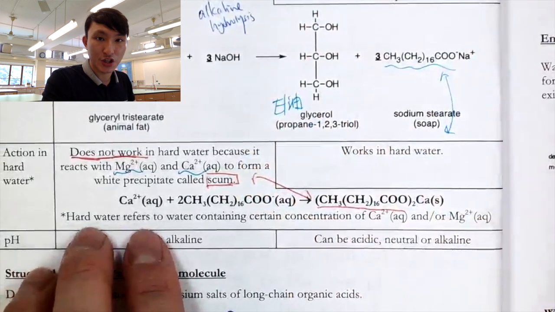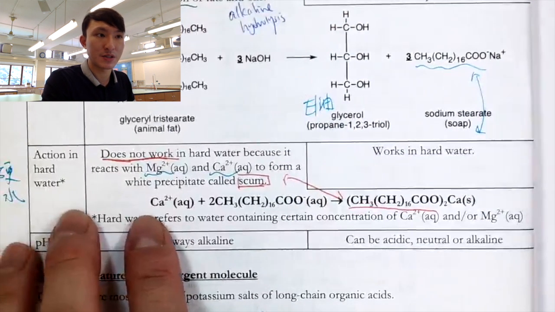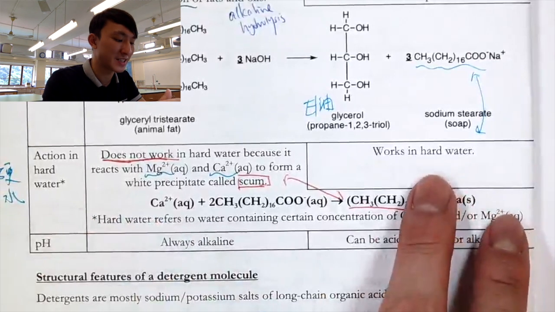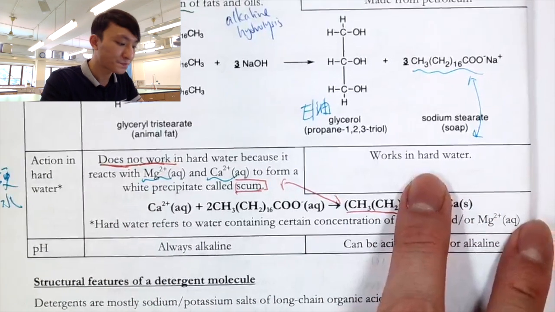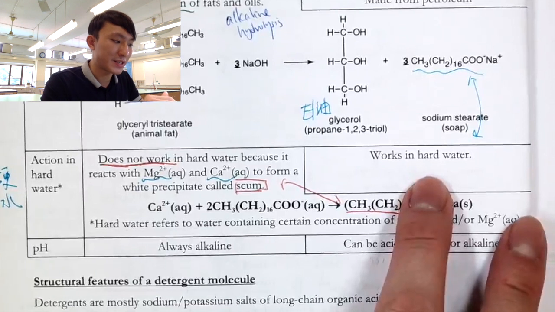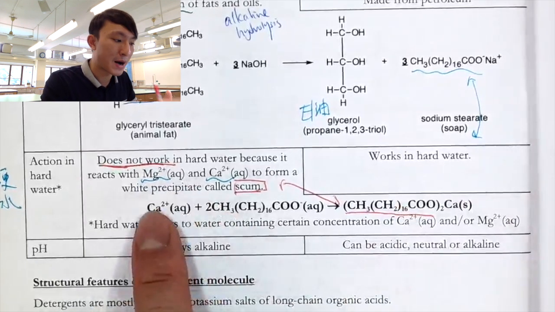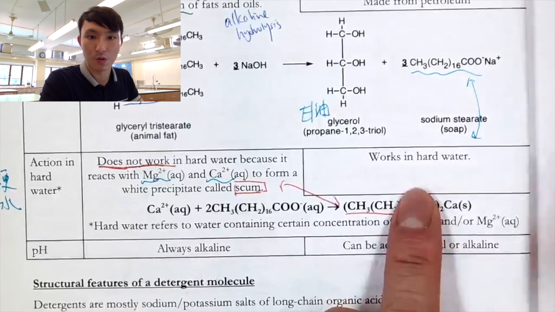But what about detergent? If you have washed dishes at home before, do you expect to see some white solid form as you wash your dishes? Obviously not. So detergent doesn't form scum in hard water. Therefore, we should say soap works in soft water only, but detergent works in both soft water and hard water.